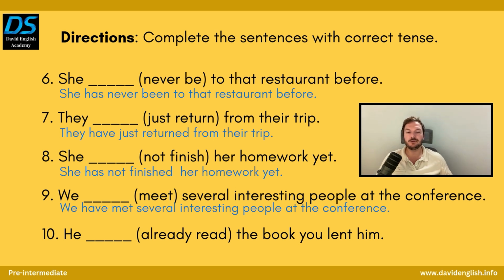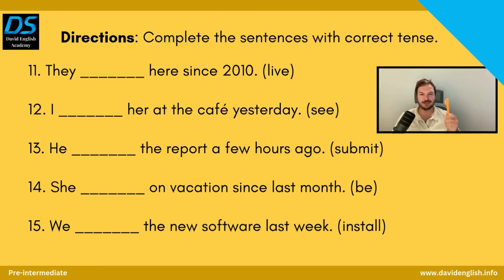He already read the book you lent him. I'm going to go with he has already read the book you lent him. The word already is usually used with present perfect, so it's a great example. Using the word already, yet. Here in this activity, you're finding a lot of key words that you need to remember that go with the present perfect form. Directions, complete the sentences with the correct tense.